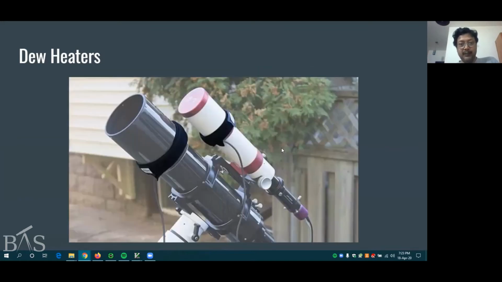So here is an example with a dew strap. Understand that where we put it, it needs to be put at the junction of the dew cap and where the primary objective is. So that's to hit the area right above the primary objective. We don't want to hit the optical tube. We don't want to go behind it. You don't want to heat the air inside the tube at all. You want to heat the air just outside the primary objective. That's where you want to put the dew strap.